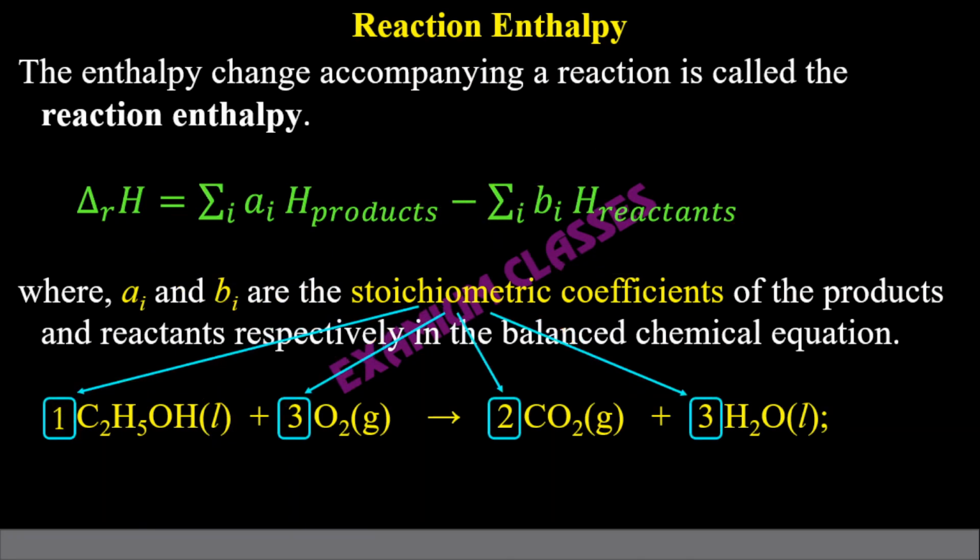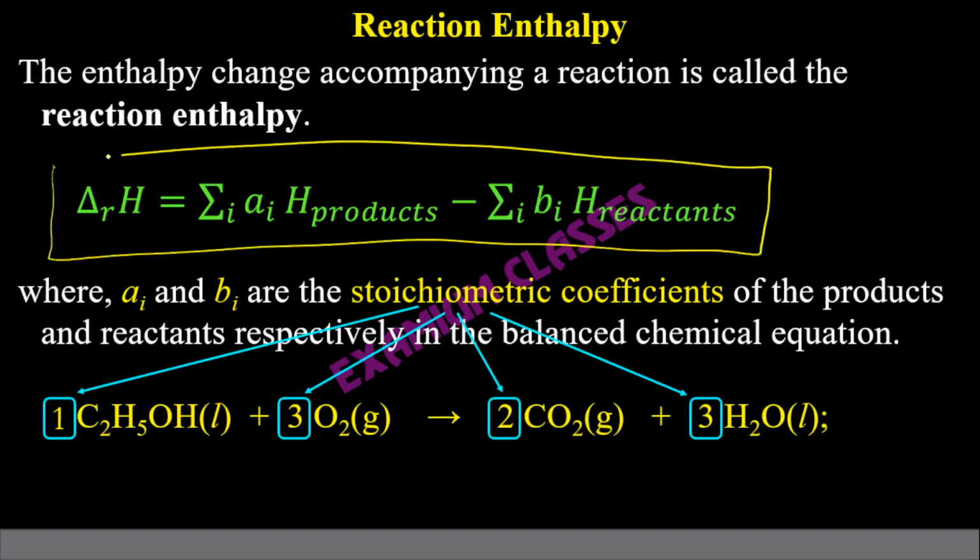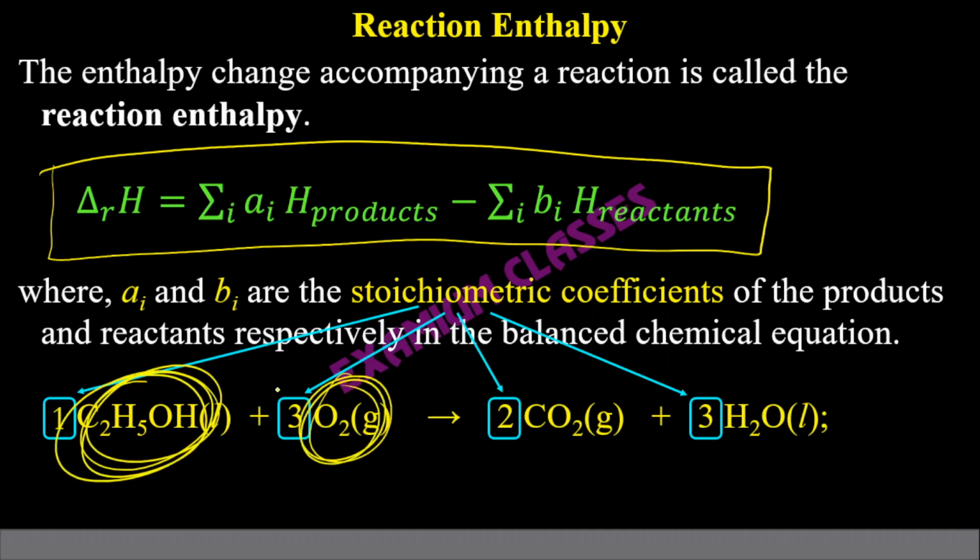So the stoichiometric coefficients 1, 3, 2, 3 you have to consider, otherwise your answer will be wrong. And the formula is very simple to calculate the enthalpy of the reaction. These values will be given. Enthalpy of formation of C2H5OH will be given, and enthalpy of formation of O2 will be 0. If you see any component in elemental form, so oxygen exists as O2, its enthalpy of formation will be 0. Remember, there must be only one element, only one.